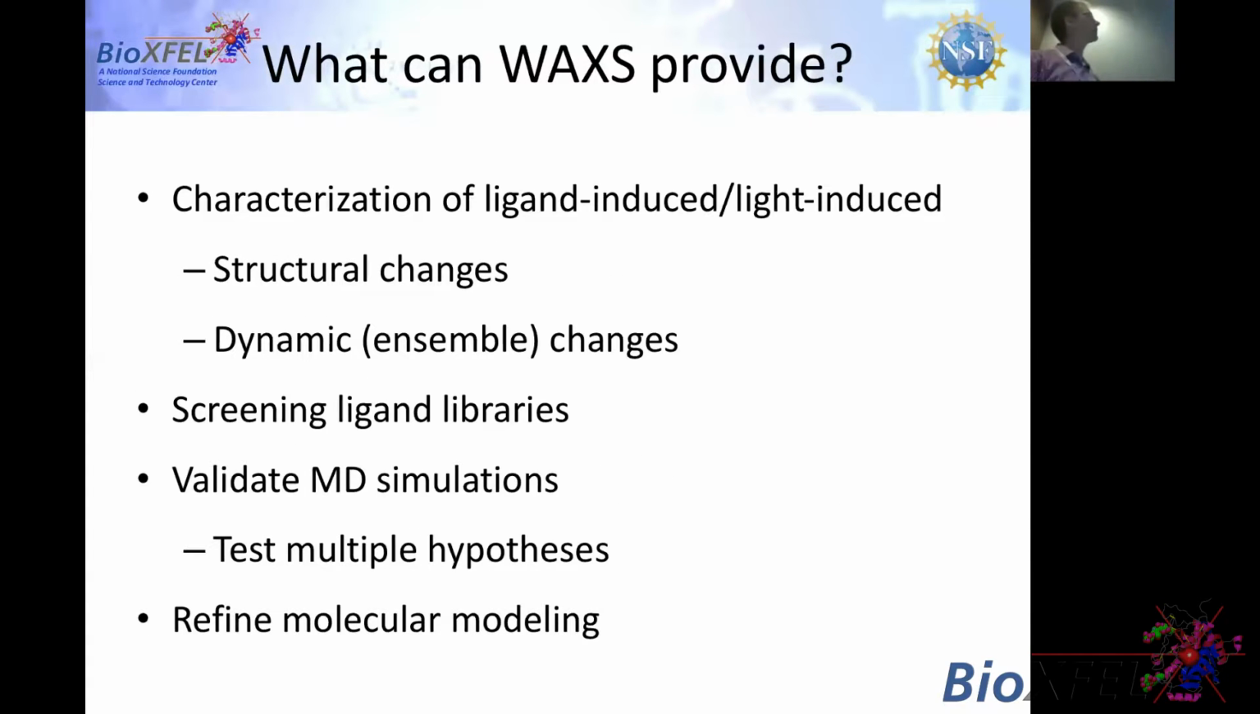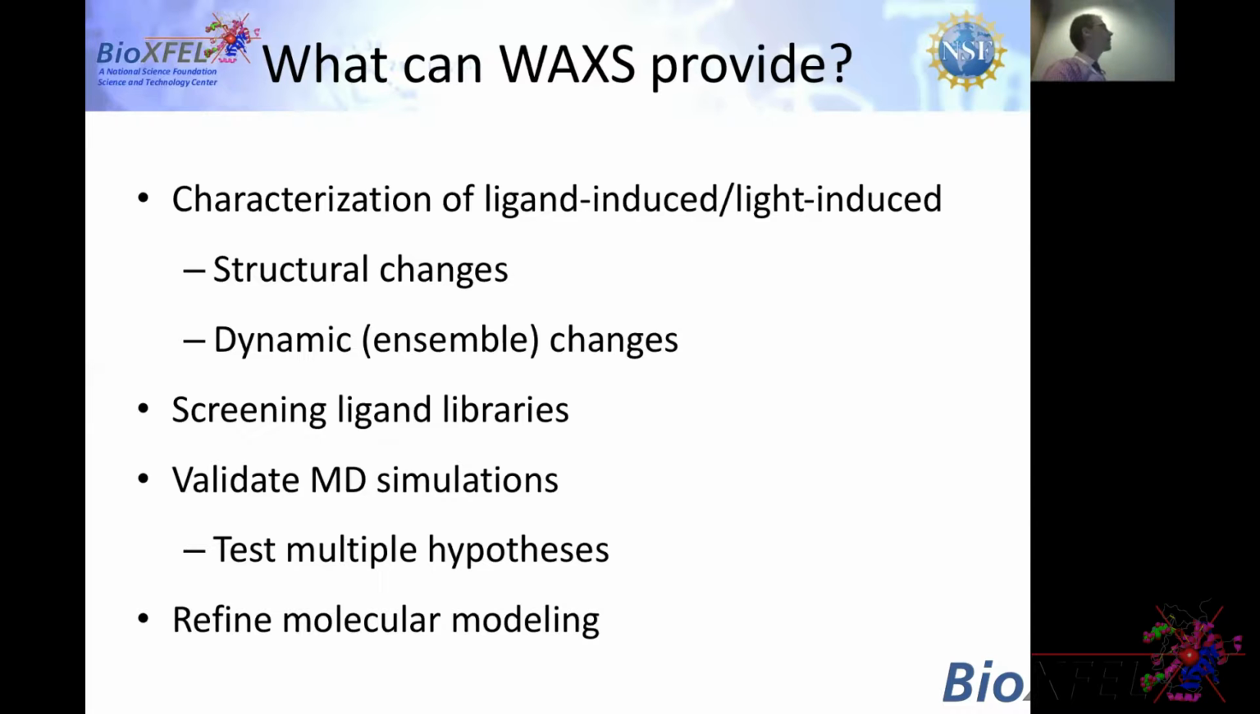So how about WAXS? WAXS is often used for characterizing how a structure changes as a function of some kind of impetus, something like binding to a ligand or some kind of light-induced change. You can identify structural changes if you know what your structure is. You can also look at dynamic and ensemble changes. There are very distinct signatures in WAXS that you can identify based on the folds of proteins. So you can say a helix is moving in certain directions because of known helix distances in your carbon alpha chain.